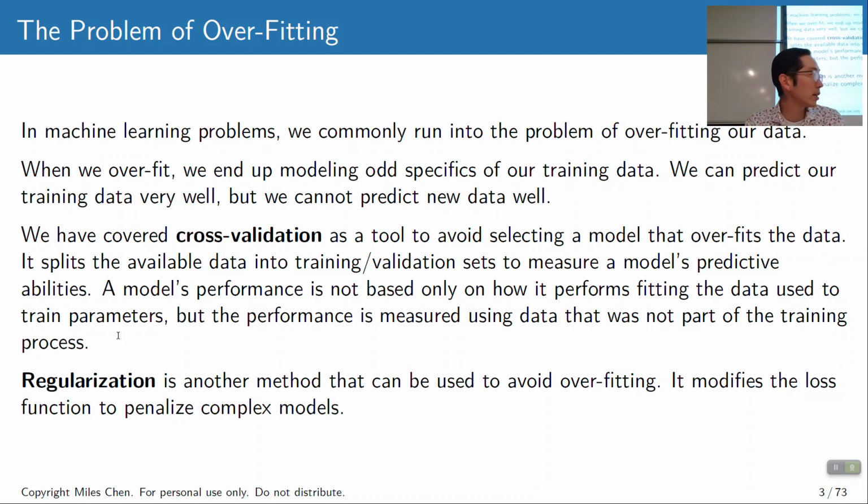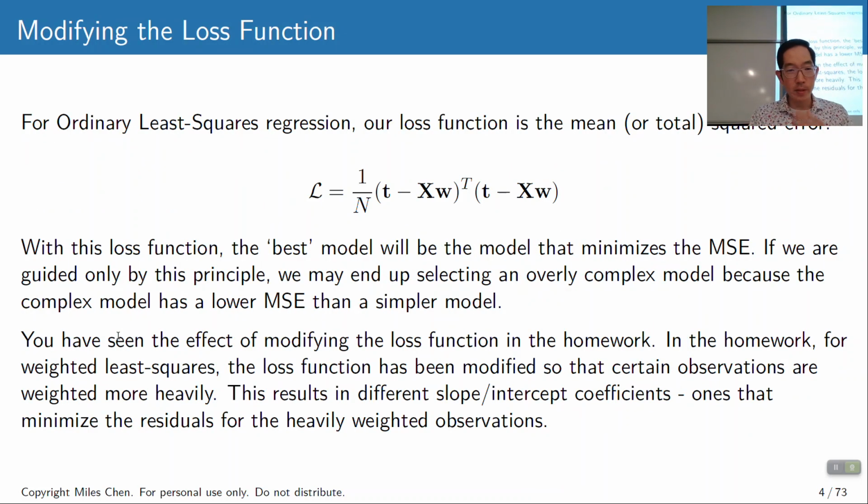Another method that helps us avoid overfitting is this idea of regularization, okay? What regularization does is it modifies the loss function that we're using. Traditionally, we've been using mean squared error or sum of squared errors, and we're going to change the way we measure loss by including a term that penalizes complex models, okay? So this is our loss function. Mean squared error, or if you get rid of the 1 over n term, it's going to be the total sum of squared errors. And with this definition, our definition of best is the model that minimizes this mean squared error.